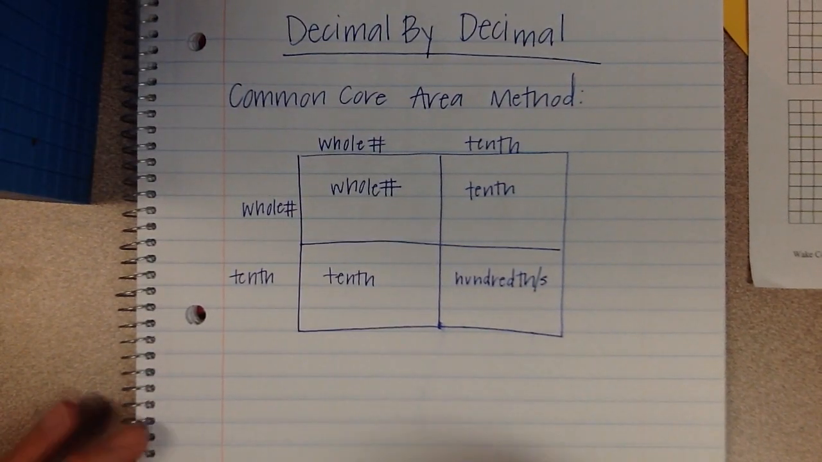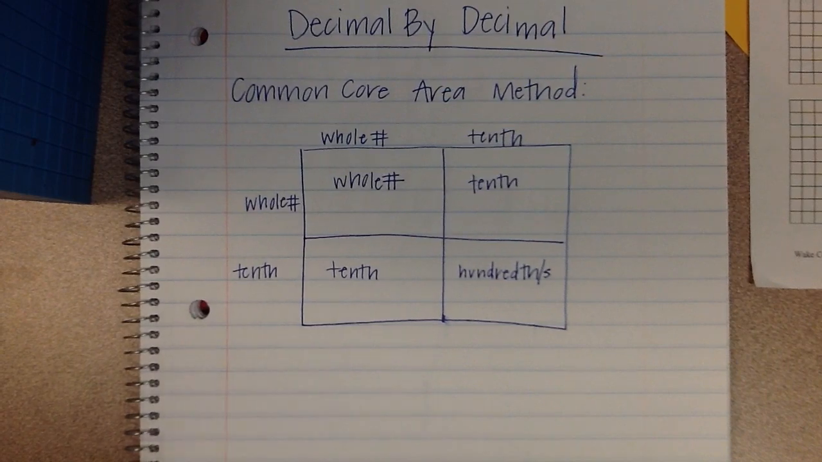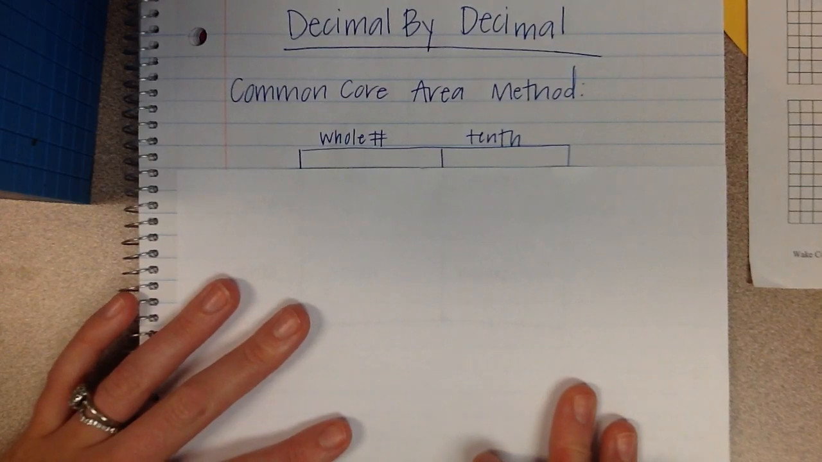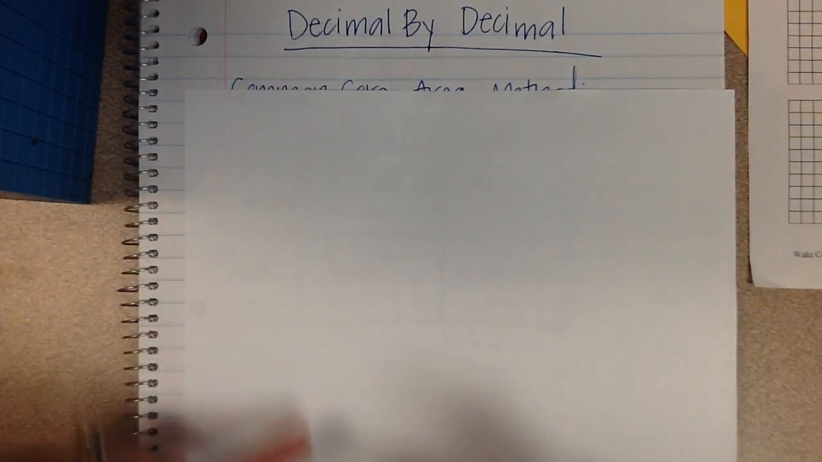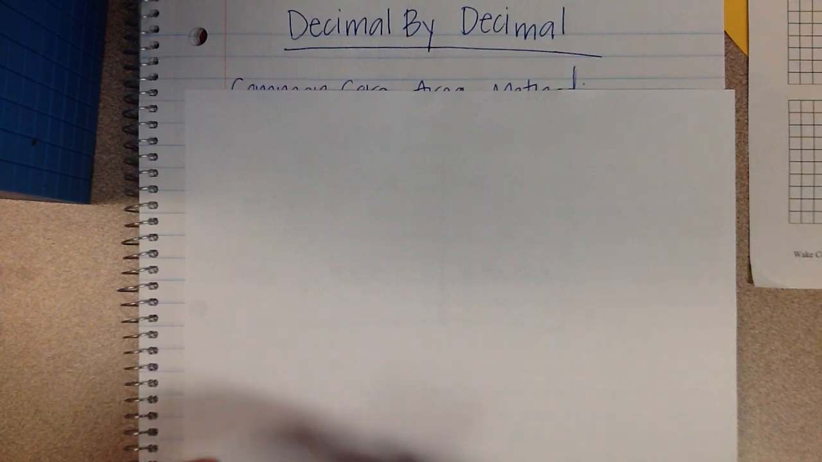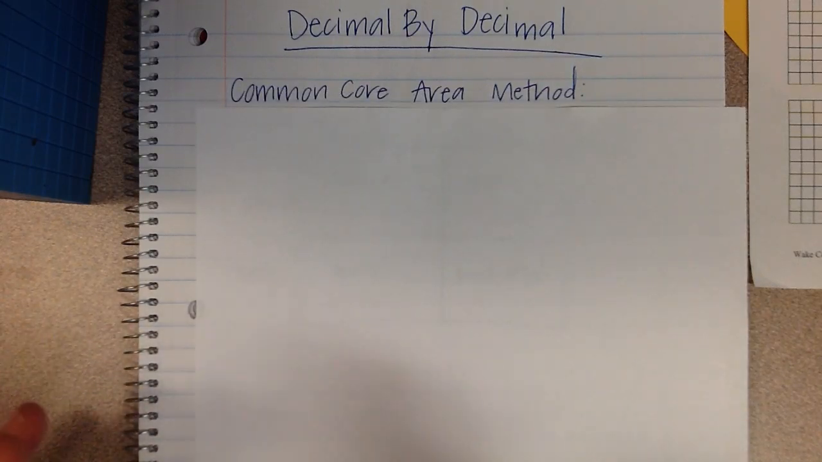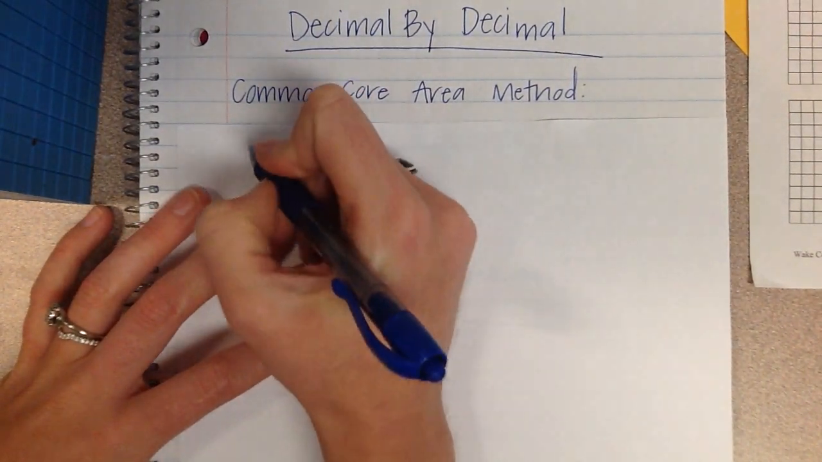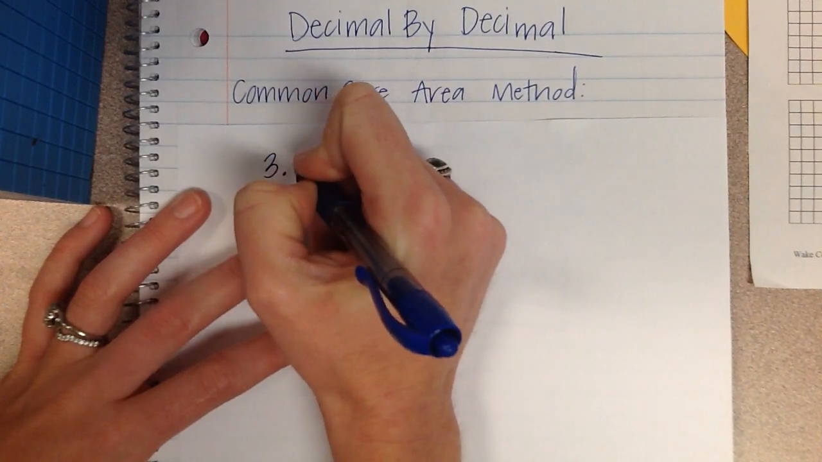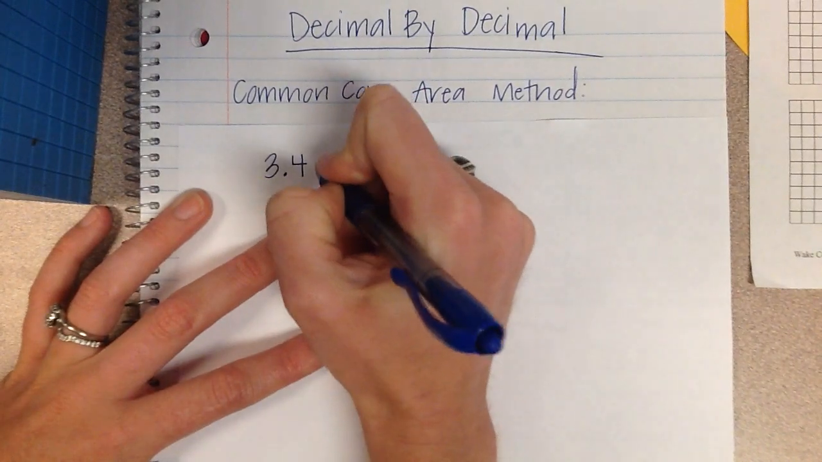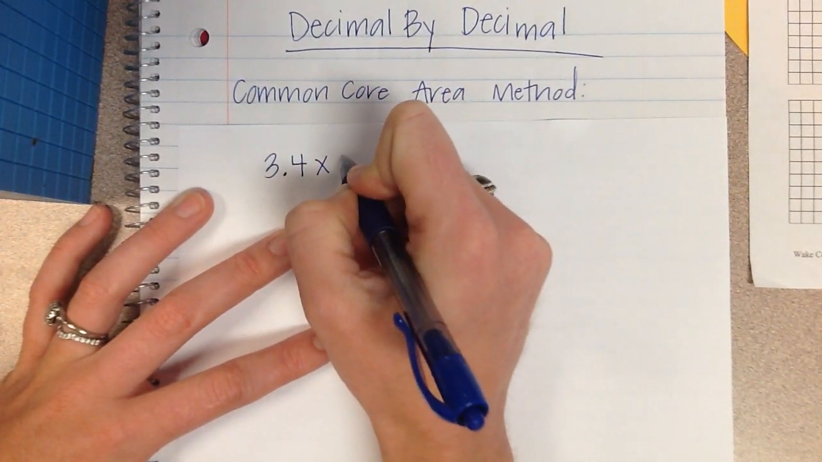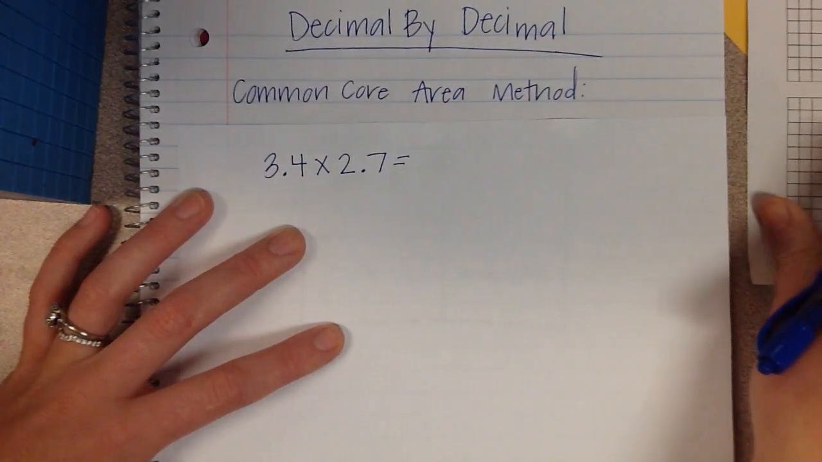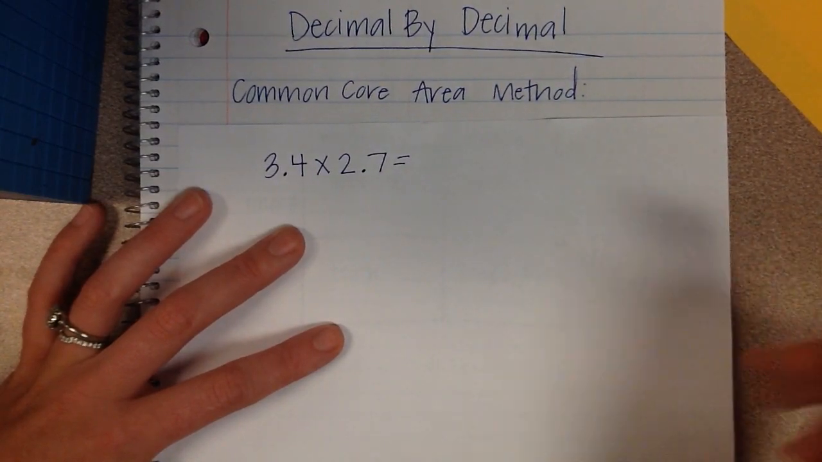So say, for example, I'm going to do my problem on a blank sheet of paper. The reason I'm doing it on blank paper is so you can really see the lines. After I'm done, we're going to cut it out and I'm going to glue it into my notebook. So this is just so you can easily see all my lines and what's happening. So let's say 3.4 times 2.7. Did we do that problem already today? No, we did not. So that's what we're going to be doing.